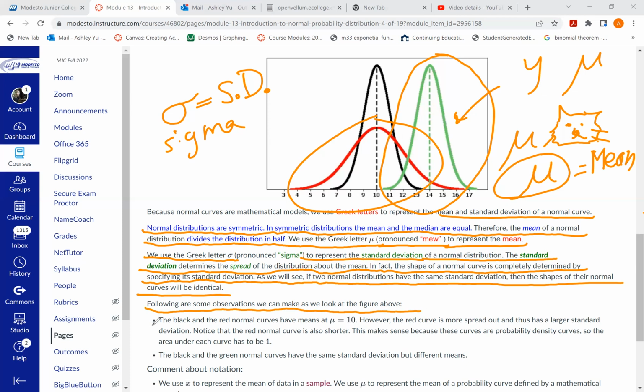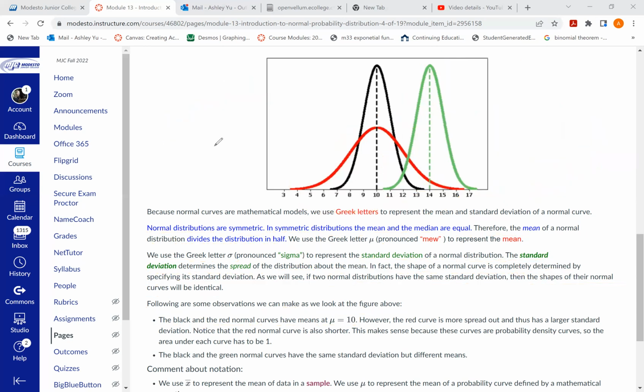First, the black and the red normal curves have a mean at 10. Sorry, there's a lot of stuff going on here. The black and the red curves have the same mean because the middle value is the same; they're centered around the same place. However, the red curve is more spread out and thus has a larger standard deviation.